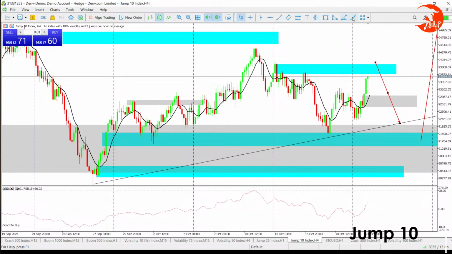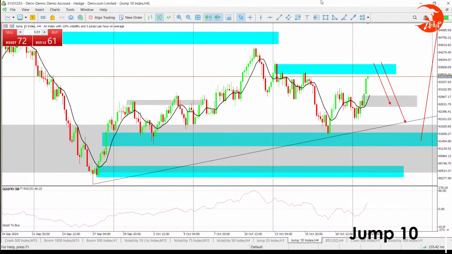So we have that, and then we also have this. So these are the 2 anticipations that I can for now look at. I'll be waiting for that, then we'll make our entries. I think that's it for today. Hope you guys will get some entries.